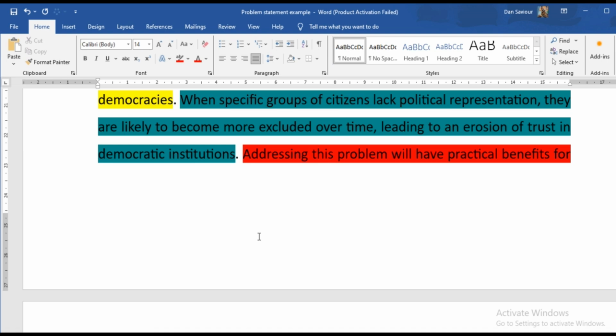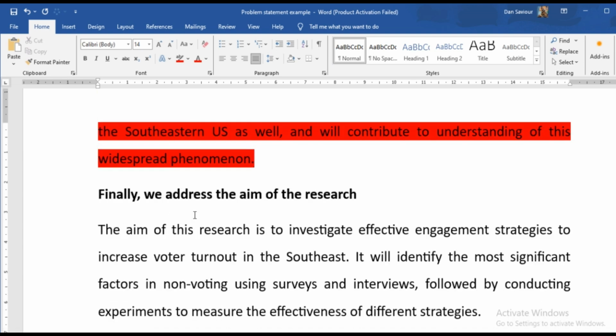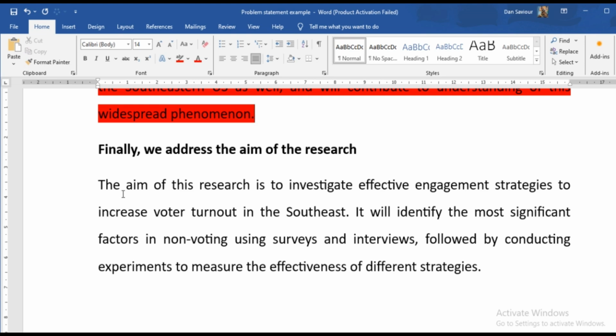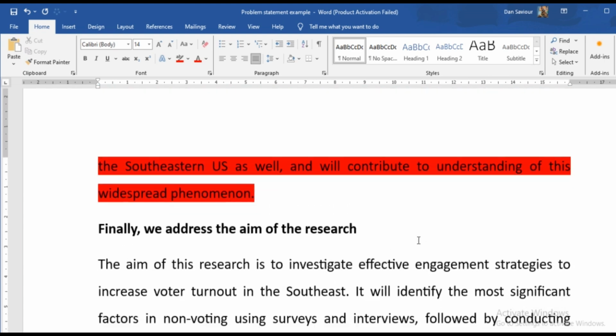Now, finally, the problem statement does not end if we do not actually cite the aim, right? So we'll now say the aim of this research is to investigate effective engagement strategies to increase voter turnout in the Southeast, and to identify the most significant factors in non-voting using surveys and interviews, followed by conducting experiments to measure the effectiveness of different strategies. So this is a very well constructed problem statement.